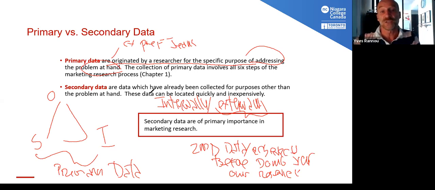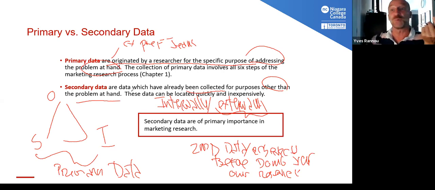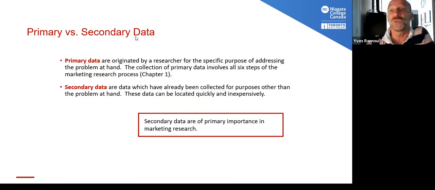But secondary data are data which have already been collected for purposes that are sometimes other than the problem at hand. Or it may also be the same problem, but maybe 5 years ago we wanted to know more about consumer preferences too. Maybe now we want to know how they changed, right? And these data can be located quickly and inexpensively, but I will say that pricing will vary. So primary data is doing your own research. Secondary data is research that exists that I can piggyback on to help me in my exploratory stage as well.